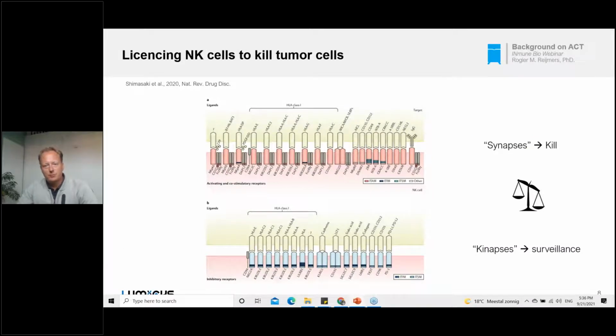Mark touched upon this, but I think the audience is well aware that NK cells express a high amount of both activation, stimulatory molecules, as well as inhibitory receptors. And there is a balance between forming a synapse or a so-called kinapse. So depending on what type of interactions these NK cells form, they either choose to form a synapse and kill the target, or they do just the immune surveillance and they are inhibited to kill the tumor.